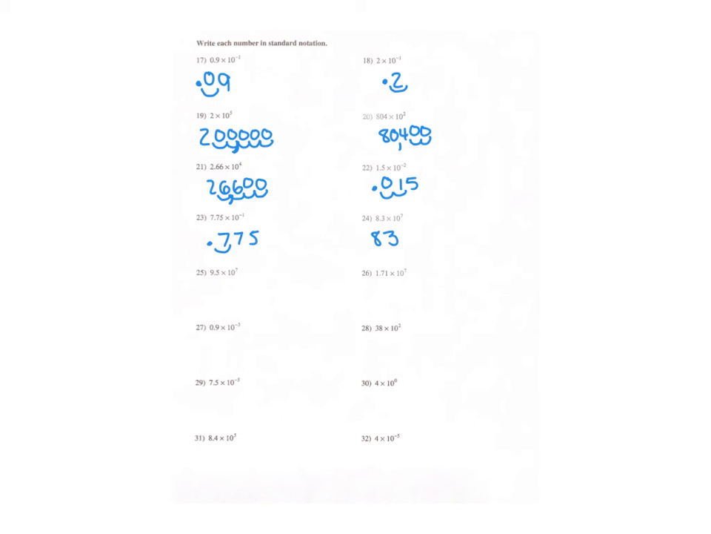Number 24, you're going to move it over 7 places. So 1, 2, 3, 4, 5, 6, 7. And we're going to go ahead and fill in those baskets with zeros. Same thing with the next one. We're going to move it over 1, 2, 3, 4, 5, 6, 7. And the same with number 26. We're going to move it over 7 times again. 1, 2, 3, 4, 5, 6, 7.